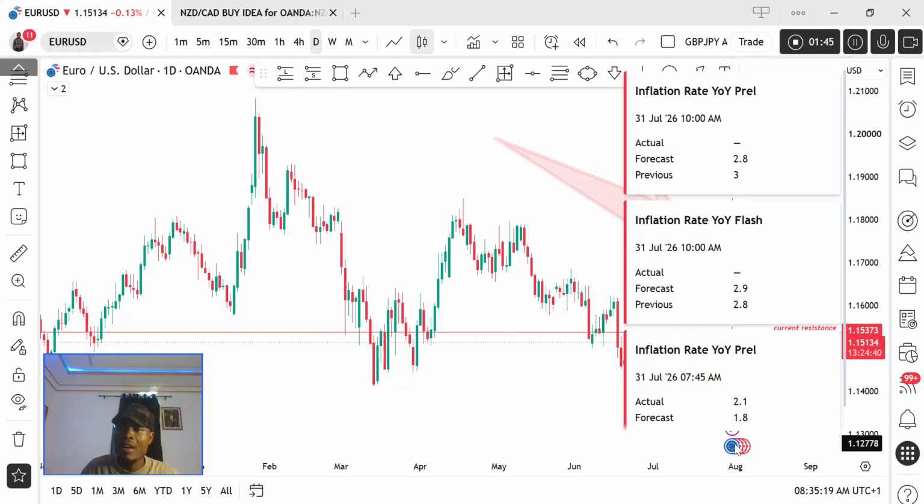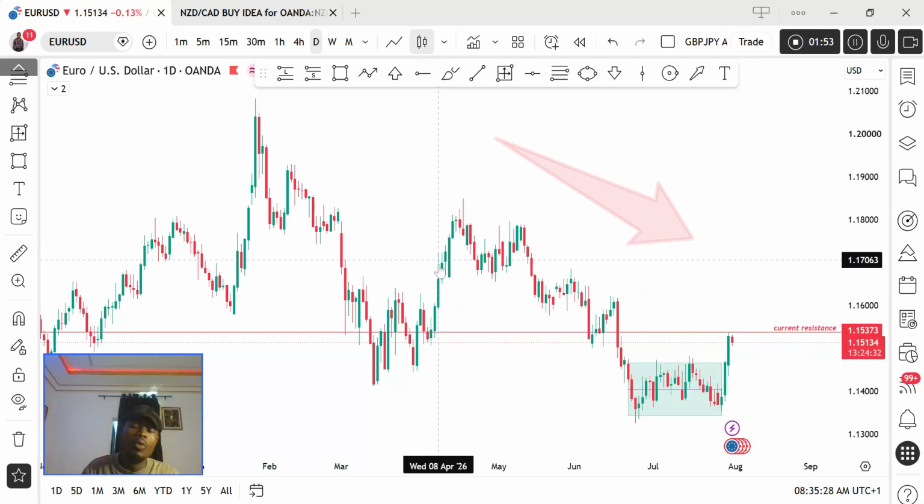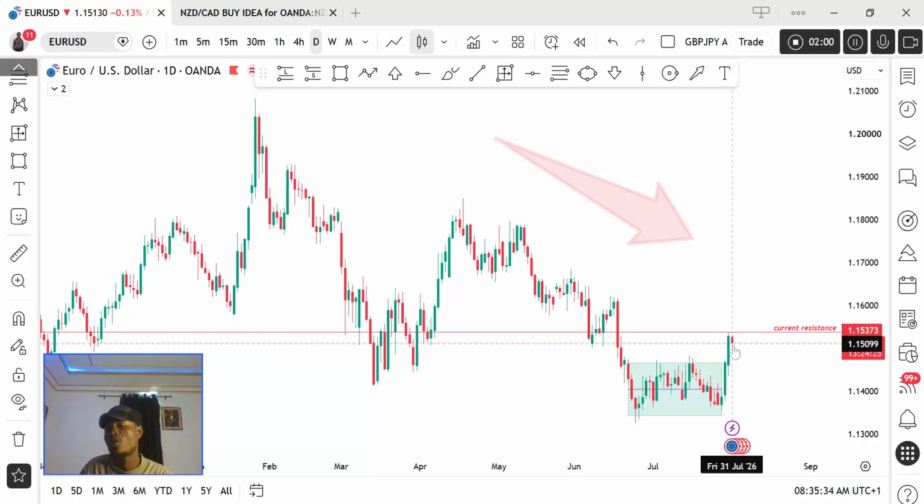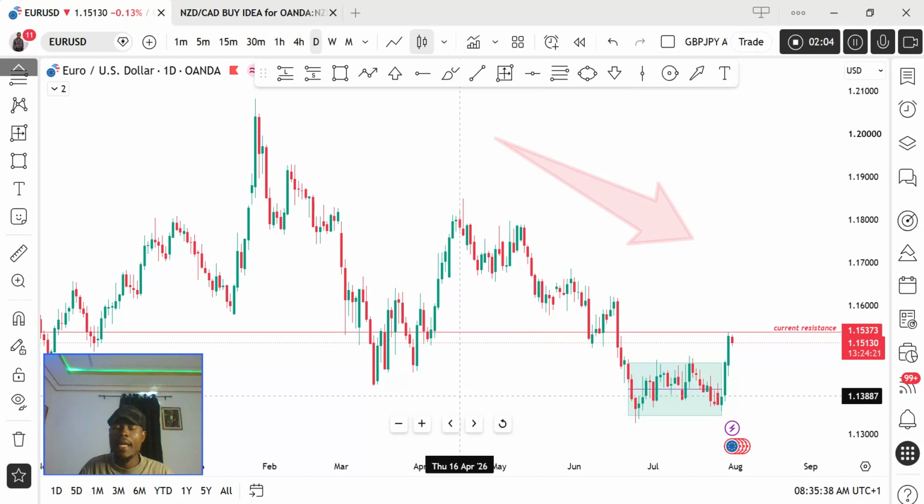By the way, today we have inflation rate coming from the euro. We have the inflation rate, the one for year over year and the one for preliminary. So this is a crucial macroeconomic report, and it's going to impact price. So what are we likely going to expect? I would like to take a look at one time frame higher before I go to a trading time frame.